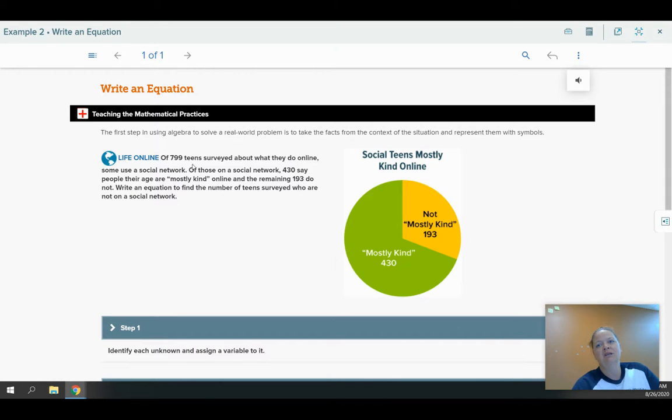Of 799 students or teens surveyed about what they do online, some of them use a social network. Of those on the social network, 430 say people of their age are mostly kind online, and the remaining 193 do not. Write an equation to find the number of teens surveyed who are not on a social network. Go ahead and take a moment to try that on your own.